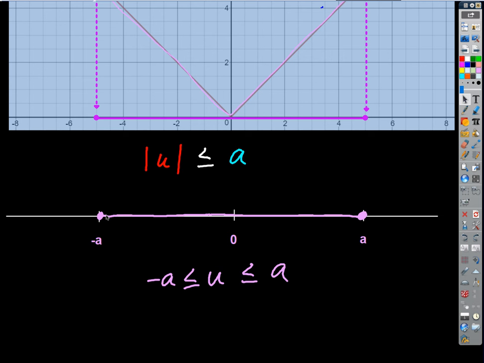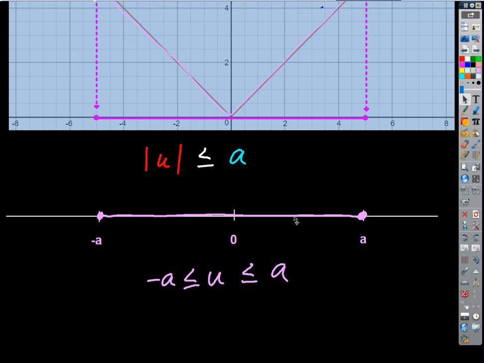It's an "and" inequality because we have two endpoints on this, so we need two inequalities at the same time to describe what the solution is, right? What are the two inequalities? Well, we know that u has to be greater than or equal to negative a, and it has to be less than or equal to positive a, so it's everything in between.